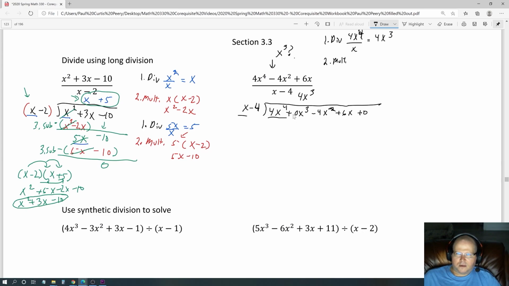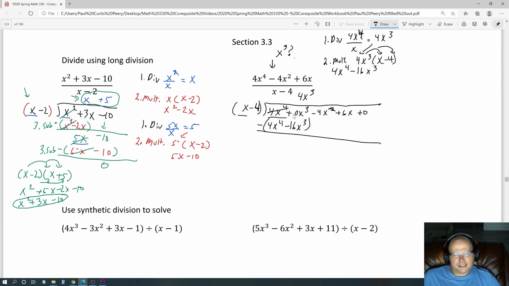And I say, well, that's going to be 4x to the third multiplied by x minus 4. And then it's 4x cubed times x, which gives me 4x to the fourth. And then it's 4x cubed times negative 4, which gives me negative 16x cubed. All right. And then we put it down here. So we say 4x to the fourth minus 16x to the third. And we do subtraction.